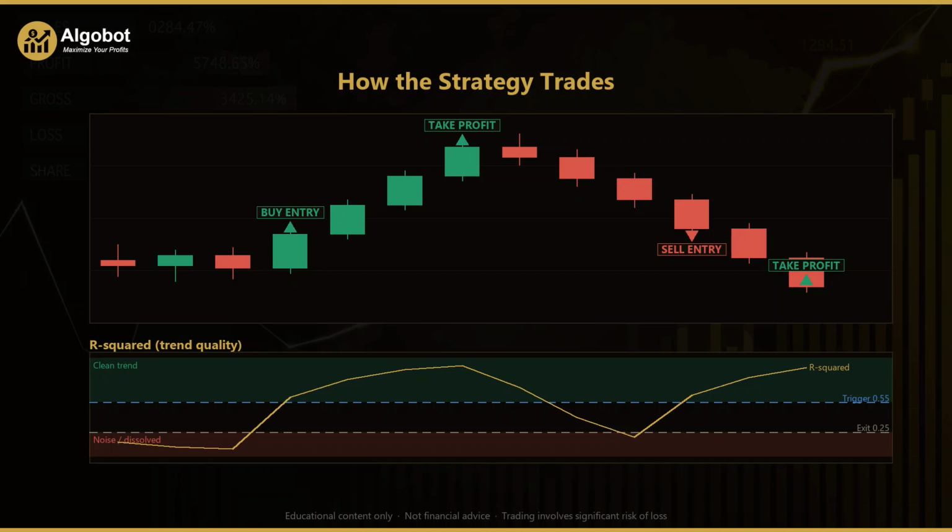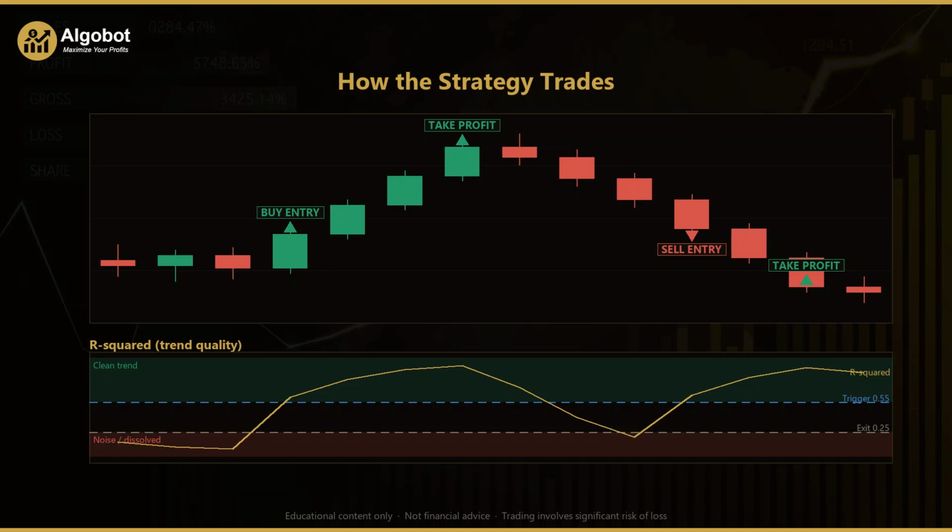Then the mirror image sets up. On candle 10, price breaks lower with a decisive close, and R-squared freshly crosses back up through the 0.55 trigger. But this time the regression slope is negative. The clean line points down. The fitted fall clears the volatility filter, and the close is leading below the regression endpoint, so the sell entry marker prints. The stop goes 2 average true ranges above, the target 3 average true ranges below.